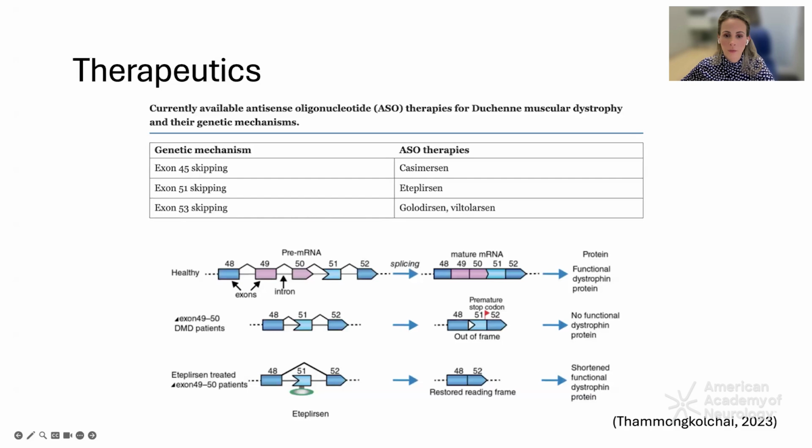Some variants in DMD result in shifting of the reading frame and premature stop codons in exon 51. And so binding of eteplirsen to exon 51 results in exon skipping of 51, and thus the reading frame is restored, and translation can continue, but the dystrophin protein is shorter than normal. So in other words, skipping of exon 51 is an attempt to convert Duchenne muscular dystrophy to a milder phenotype of Becker.